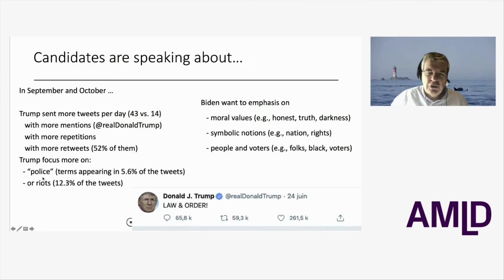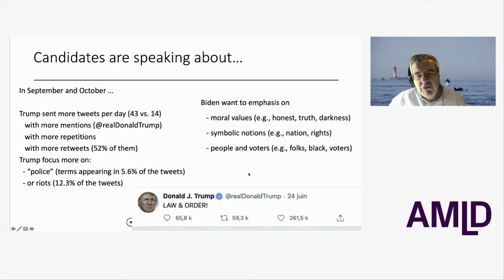Trump talked a lot about police and protesters. And if you look at the number of tweets appearing with the protest movement, we have close to 12%. And if we look for the well-known police, different police, etc., we are close to 5.5% of the topic. And for example, I have put here the law and order. For some of them, in this case, law and order appears four times in the tweet in Trump's thread.